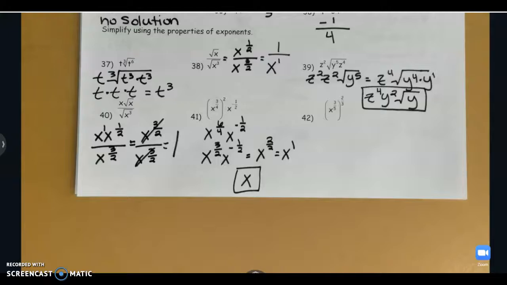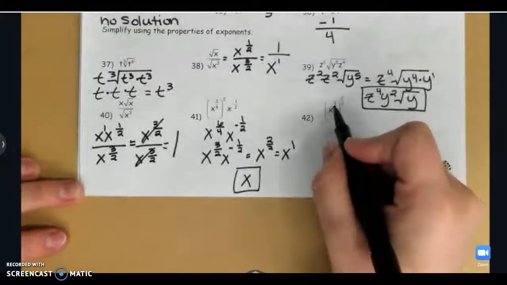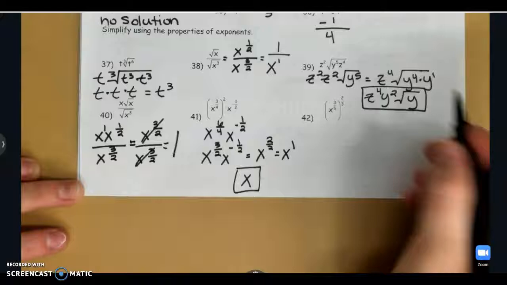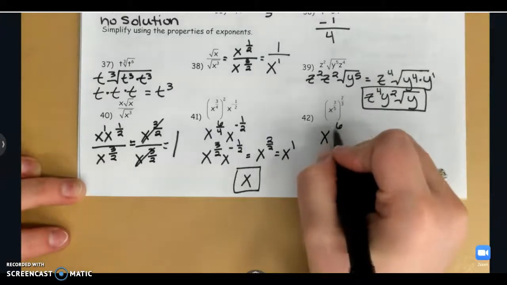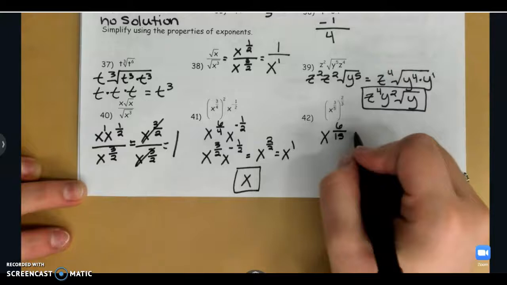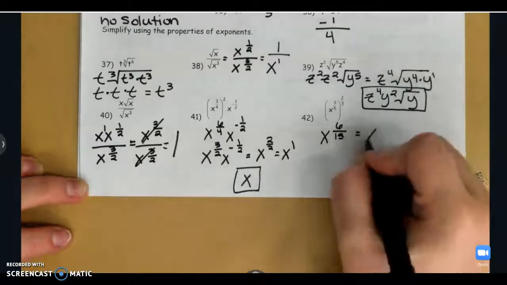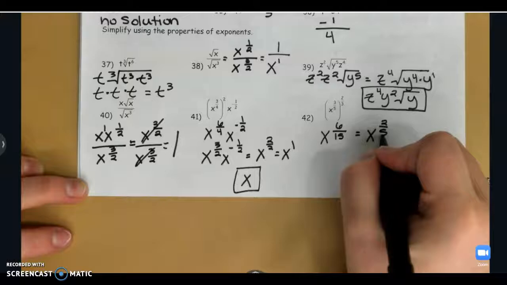All right. Problem on this side, again, I need to distribute these. So I've got a fraction times a fraction, so that's top times top, and bottom times bottom. So 6 over 15, that does simplify. The common factor between 6 and 15 is 3, so that is going to be x to the 2/5 as the final answer.